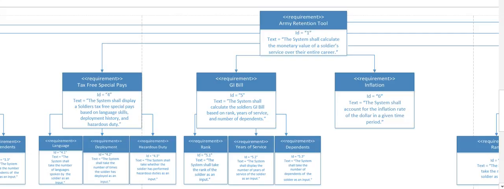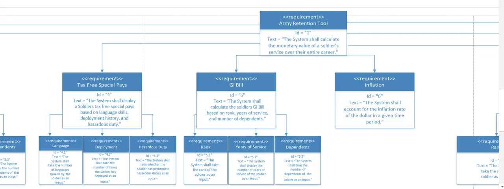For the next requirement, GI Bill, the system shall calculate the soldier's GI Bill based on rank, years of service, and number of dependents. For the first sub-requirement of rank, the system shall take the rank of the soldier. For the second sub-requirement, years of service, the system shall display the number of years of service of the soldier as an input. For the next sub-requirement, dependents, the system shall take the number of dependents of the soldier as an input.